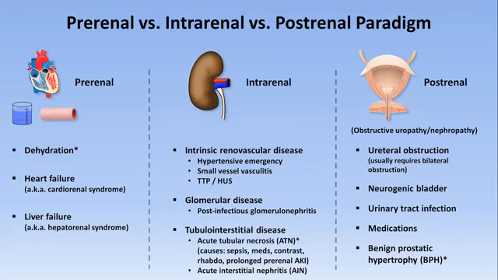You may have noticed that there are three etiologies starred: dehydration, ATN, and BPH. That's because these three etiologies are by far the most common cause of AKI among hospitalized adults.